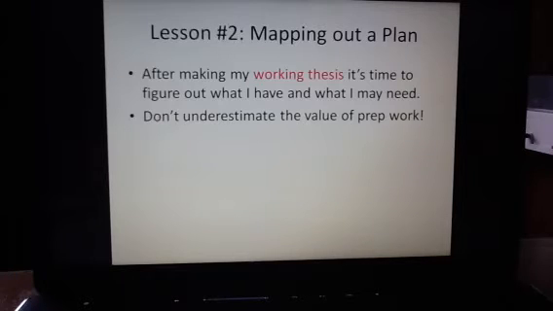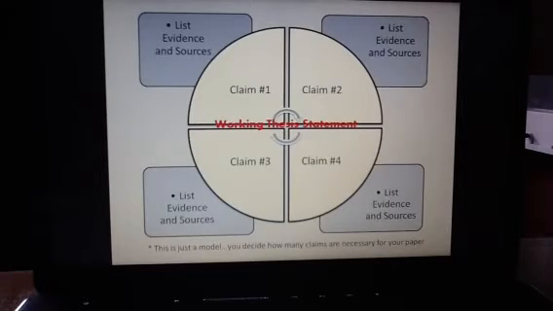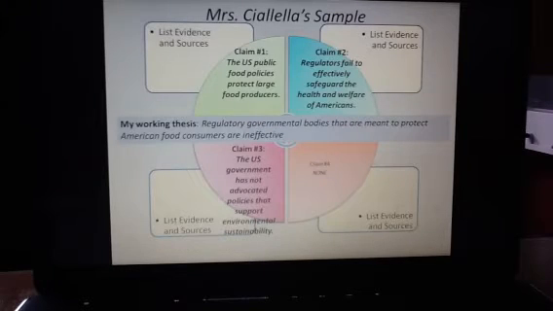All right, so let's take a look at this particular graphic here. Again, you don't have to have 4 claims. You don't have to have 3 claims. You don't have to have 6 claims. But for the example here, I have 4 claims. Your information is going to tell you how many claims you need. Notice the working thesis statement would go in the middle, and then you'd figure out how many claims am I going to have, and what kinds of evidence and sources help me to fulfill those claims. So remember my hypothetical thesis, for my hypothetical paper?